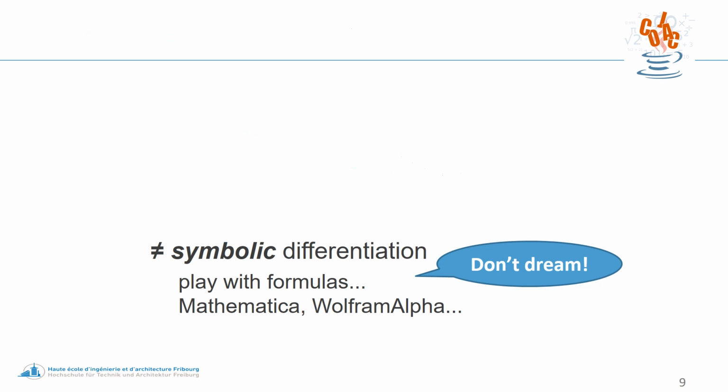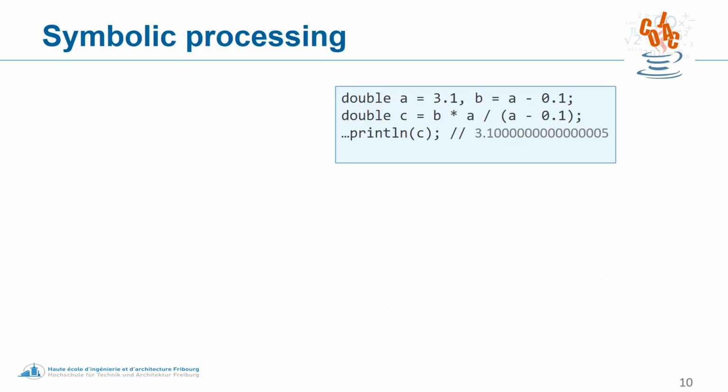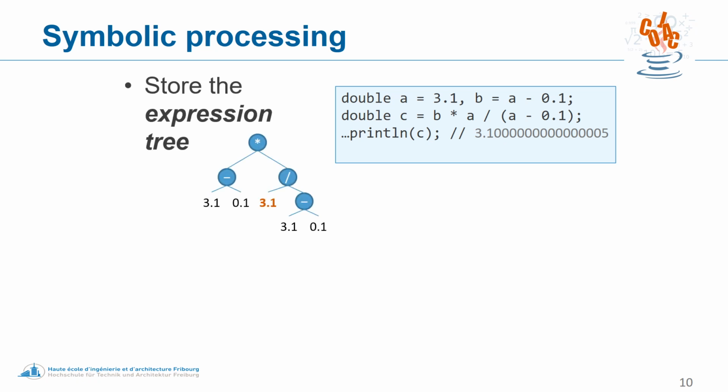Don't dream. Stop! Why not dream? In the Cojac team, we love dreaming. And indeed, although your formulas are not supposed to survive in memory, they do not completely disappear, but they are hidden in the bytecode. And yes, Cojac is able to rebuild at runtime those expression trees that the compiler buried as a sequence of commands.